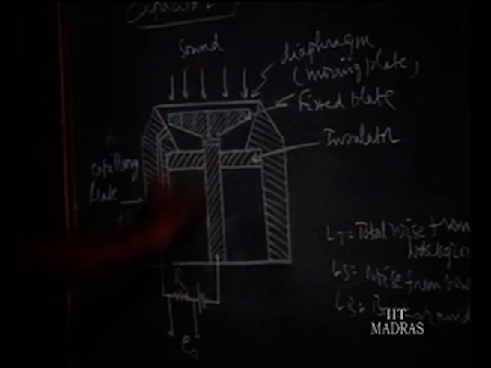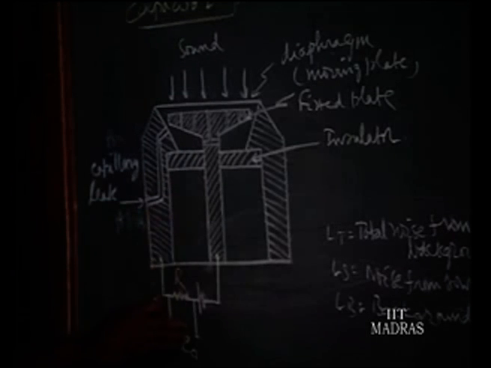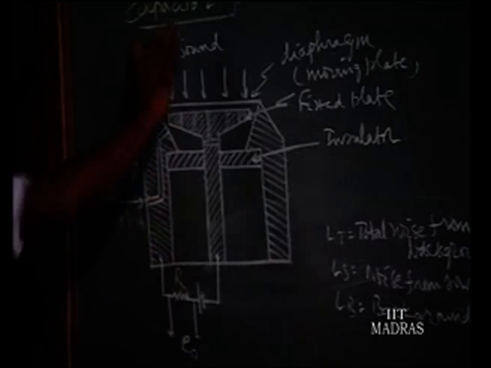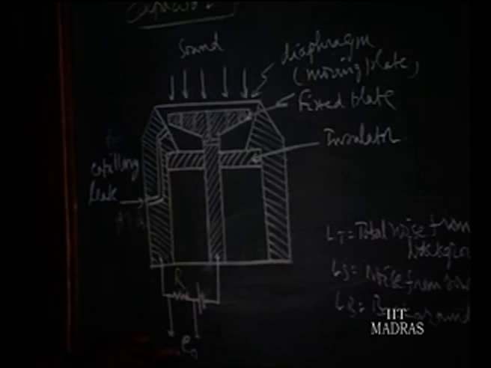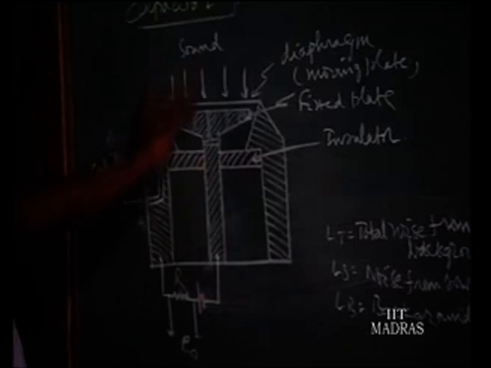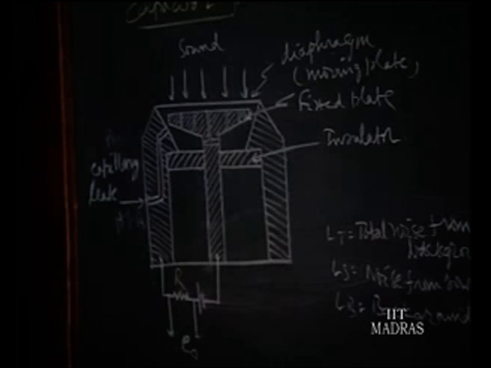Whenever the gap changes, capacitance changes, there is a current flow to and fro, and that current flow through the constant resistor gives rise to a voltage drop of EO. Now, whatever the pressure variation, the same variation will take place in EO also. That means we have converted the pressure variation into voltage variation. This is the capacitor type.